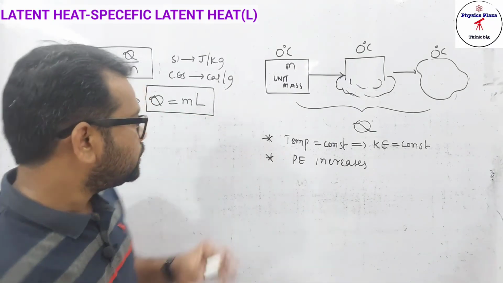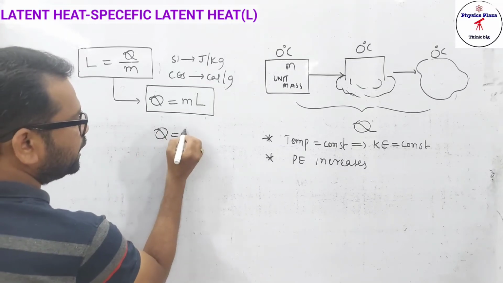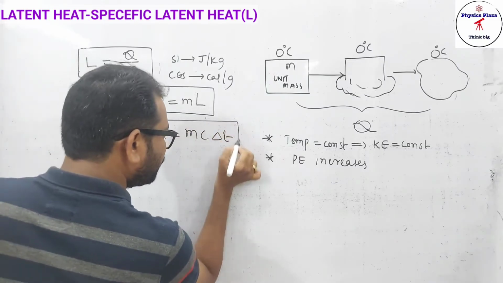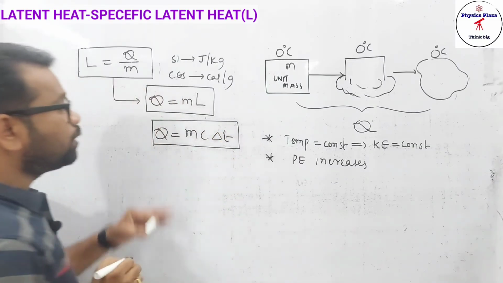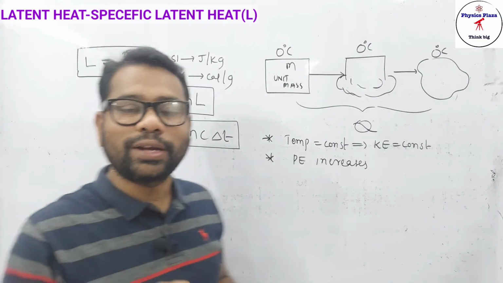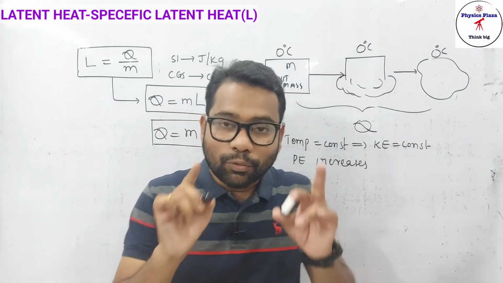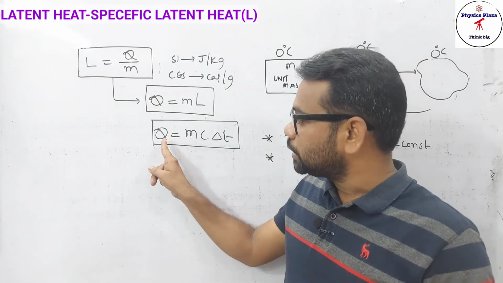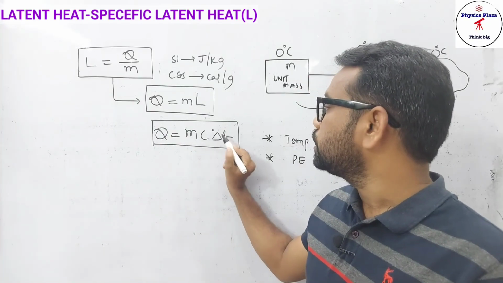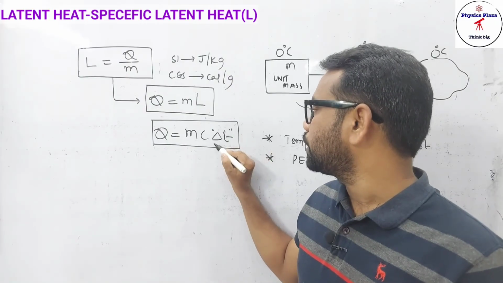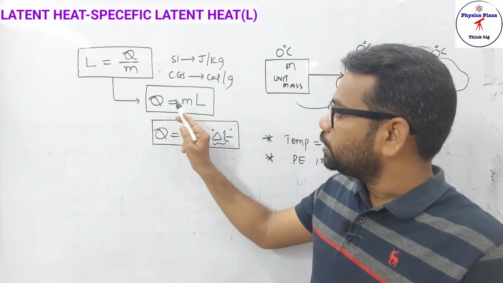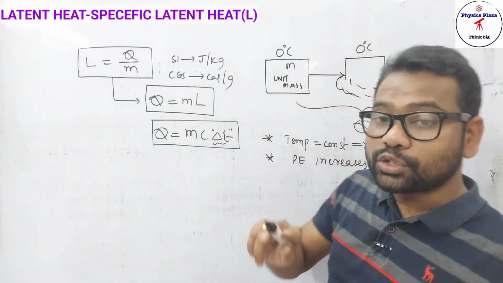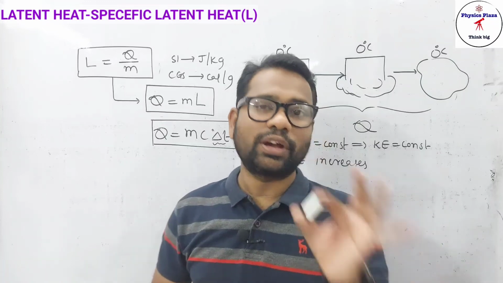Then you may get a doubt: sir, we also have Q = mc delta T, and you also said that this is a formula used to find the amount of heat energy required. Yes children, both formulas are used to find the amount of heat energy required. Then what makes the difference? Q = mc delta T is used when there is a change in temperature. Q = mL is used when there is a change in state but no change in temperature. This is a point we have to remember.